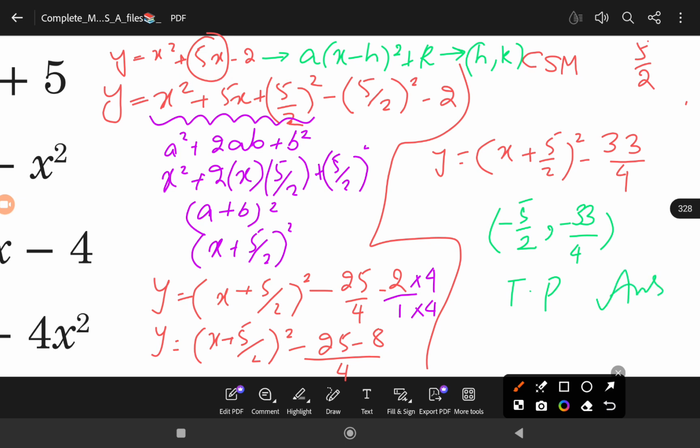You can see that we did not use any graph here, and we got the turning point of this quadratic equation by using the completing square method. I hope you get all the concept.